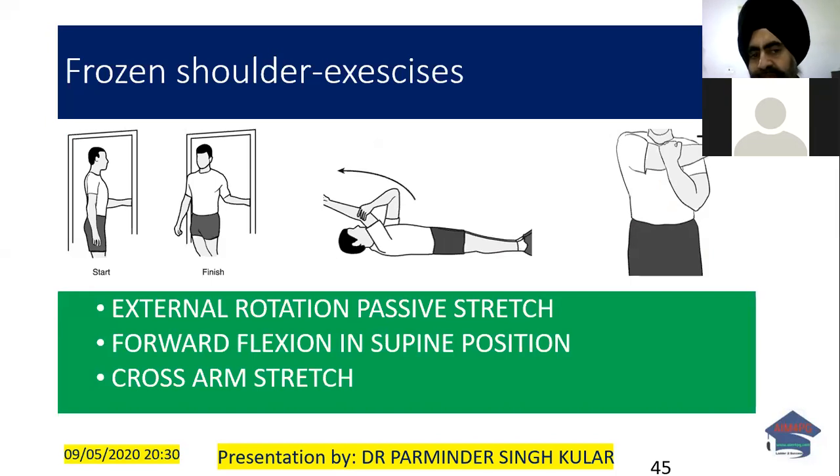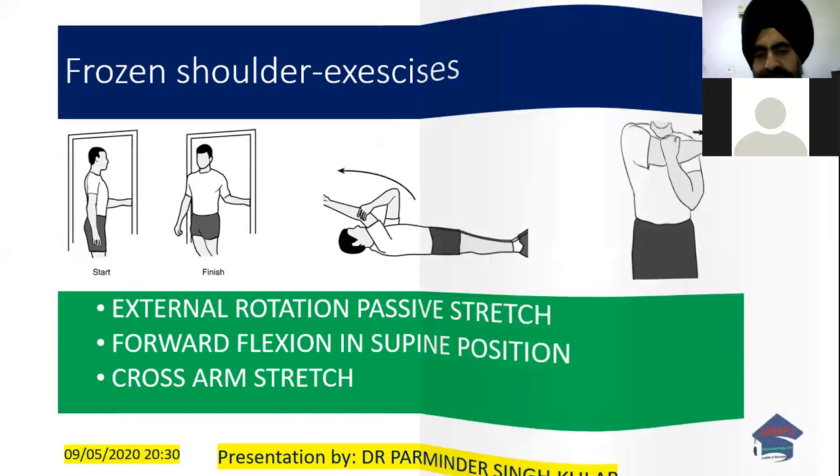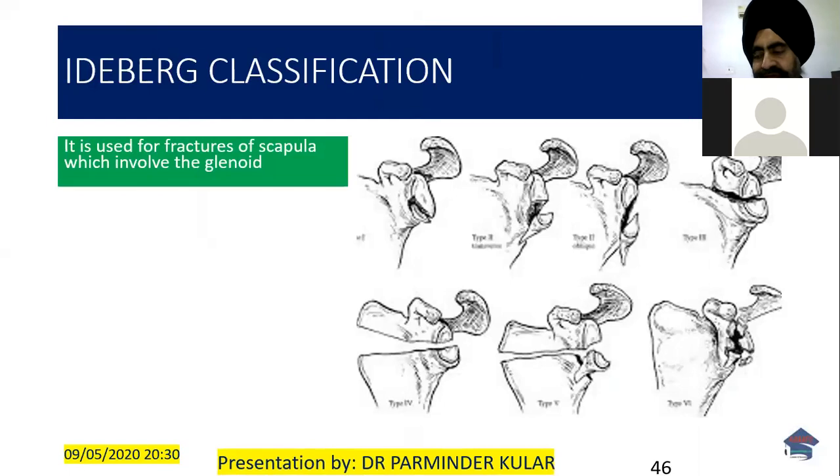It can be with the help of a door, or it can be in supine position using the other hand. One thing I would like to point out, frozen shoulder is commonly seen in diabetics and after even some hand injuries. We have seen cases of patients of frozen shoulder after Colles fracture. This again is a postgraduate level question.